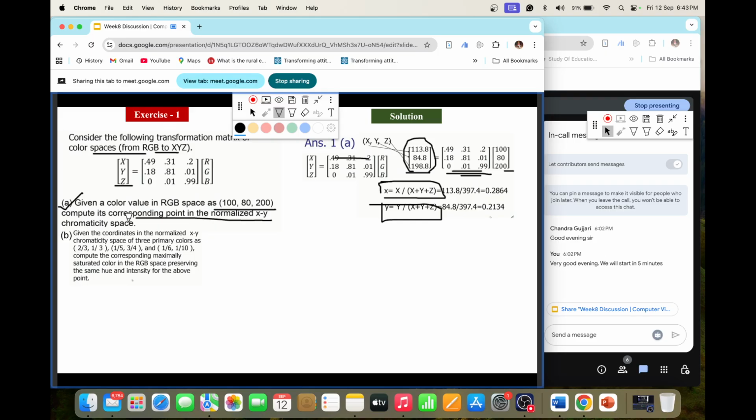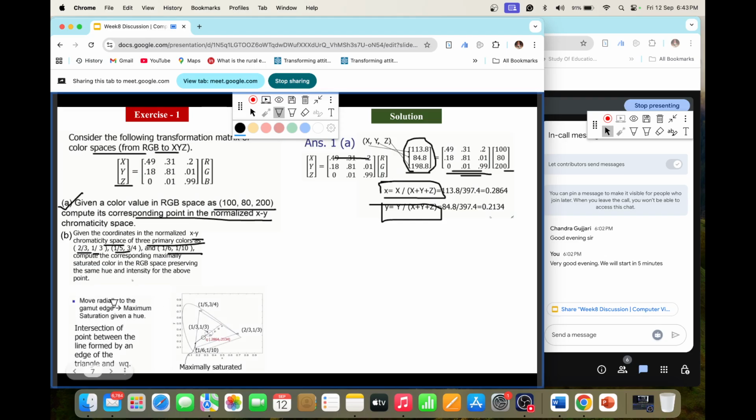Regarding exercise 1b, given the coordinates in normalized form xy, chromaticity space of three primary colors as 2 by 3, 1 by 3 for R, that is the saturated point, 1 by 5, 3 by 4 for G, and 1 by 6, 1 by 10 for B. Compute the corresponding maximally saturated color in the RGB space, preserving the same hue and intensity for the above point. So how can we calculate this?